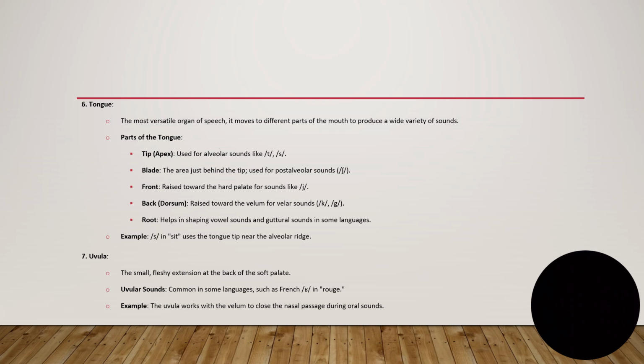Seventh, we have the uvula. What is the uvula? It is the small, fleshy extension at the back of the soft palate. Uvular sounds, common in some languages, such as the French r in rouge. Example, the uvula works with the velum to close the nasal passage during oral sounds.